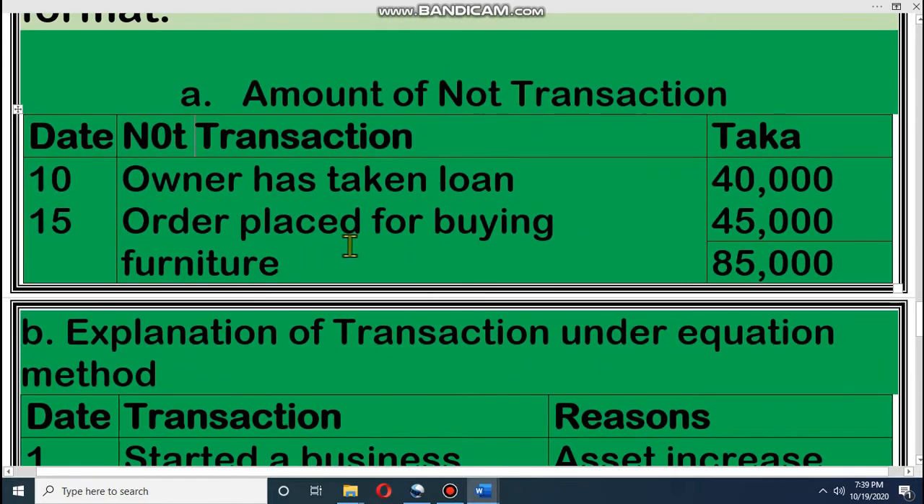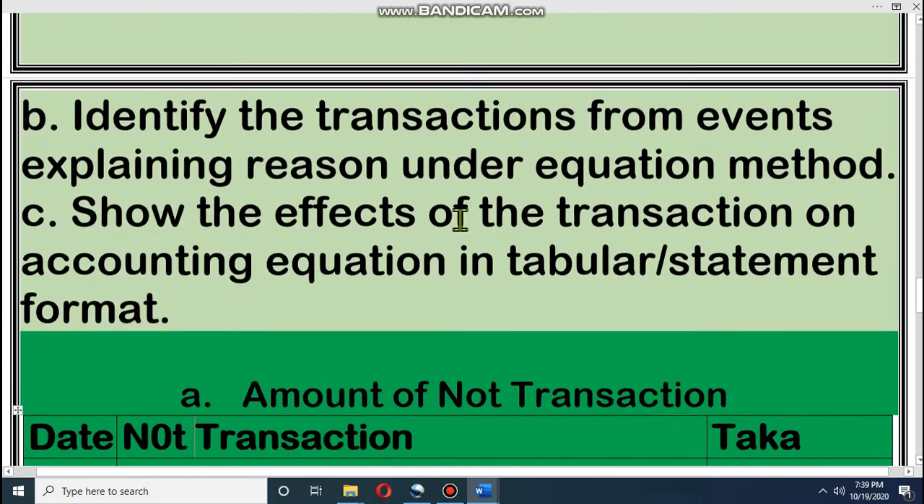Order placed for buying furniture 45,000, so the total amount is 40,000 plus 45,000, which is 85,000. The answer is 85,000, the amount of not transaction. Dear student, it is very easy to get these 2 marks, just keep in mind that the event which will not change the financial condition of an organization will not be a transaction. So the answer is 85,000.